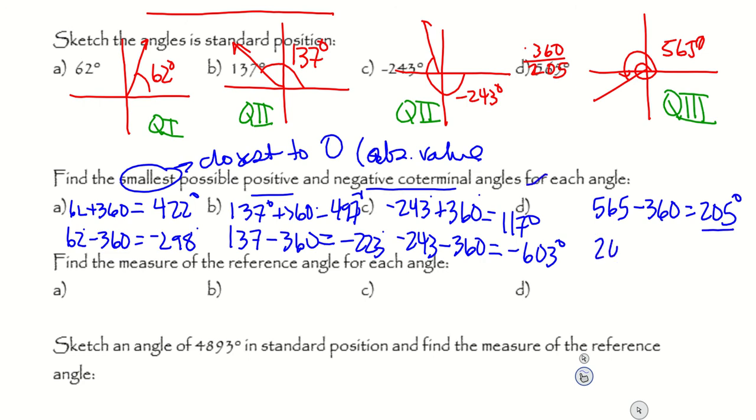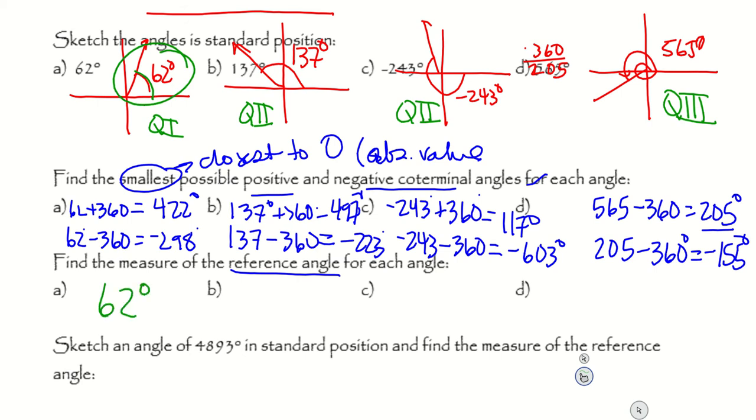If I go from that 205 and I subtract 360, then I'm going to get a negative 155, and that would be my negative angle. To find the measure of the reference angle, I'm going to go back to my drawing. So for my first one, my reference angle is this angle, that is 62 degrees. For my second one, my reference angle is this angle here. So to find that, I'm going to do 180 minus 137, and that's going to give me 43 degrees.